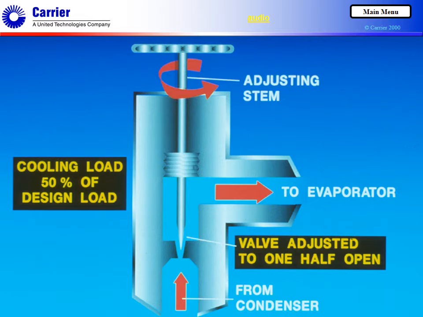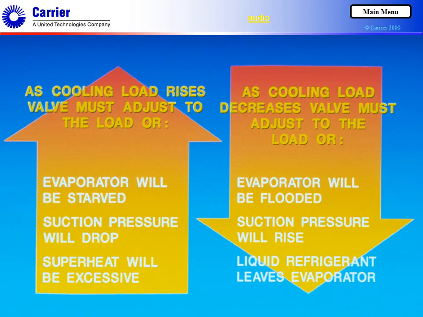It uses a hand expansion valve as the metering device. When the cooling load on the air conditioning system is low, say 50% of design load, the valve is manually adjusted to 1/2 open. This adjustment allows the refrigerant to enter the evaporator at a rate that produces slightly superheated gas leaving the evaporator. As the cooling load begins to rise, the valve needs to be opened a little more.